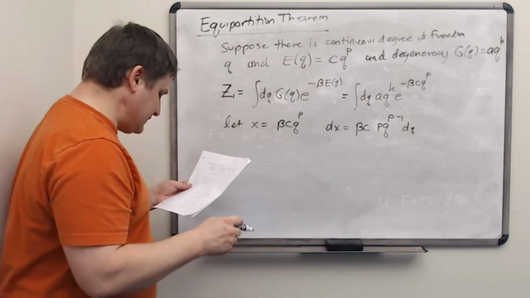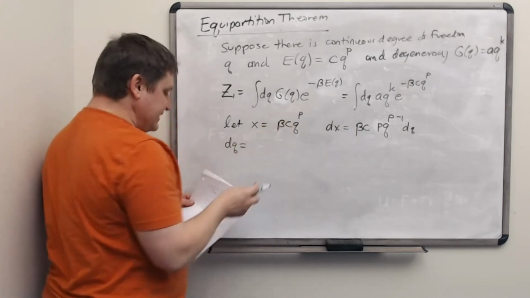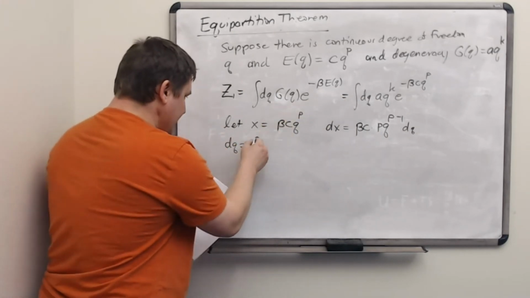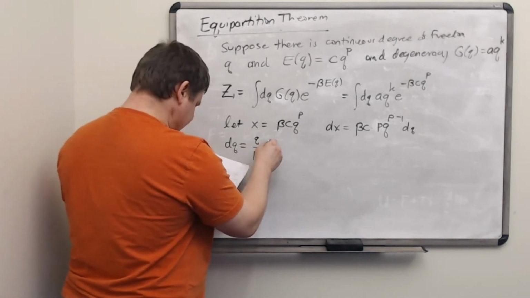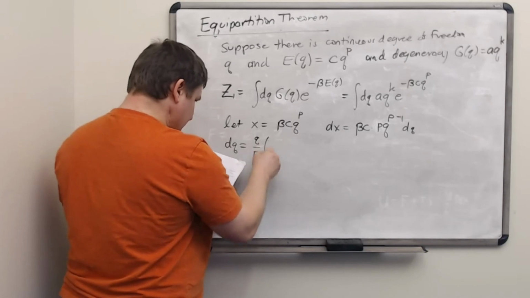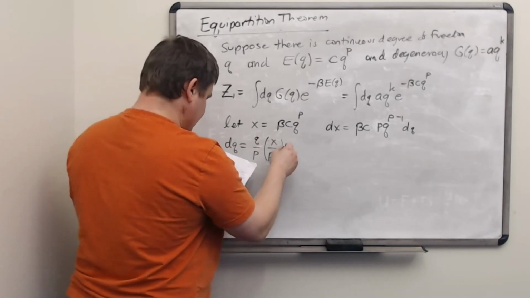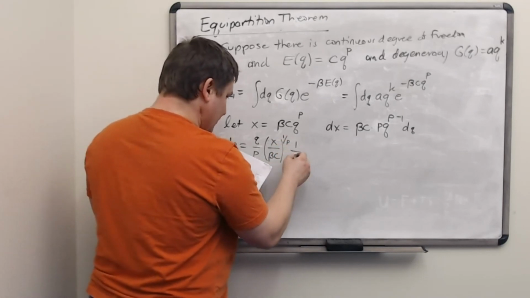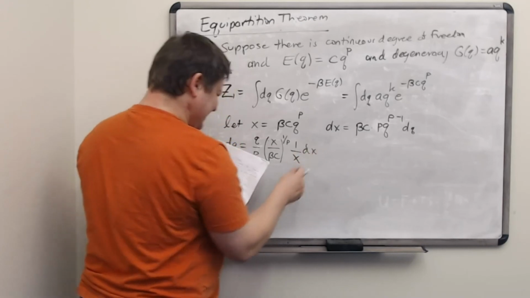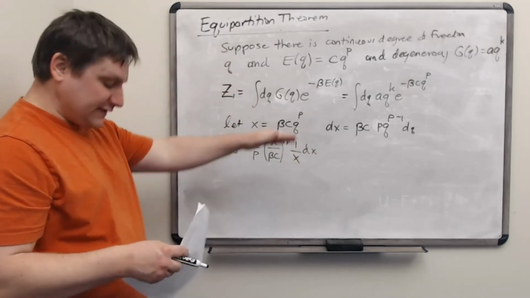If you put those two things together, because we have to eliminate dQ, dQ will be Q over P times x over beta C to the 1 over P power times 1 over x dx. Unfortunately, that's what it comes out to if we do this kind of substitution.